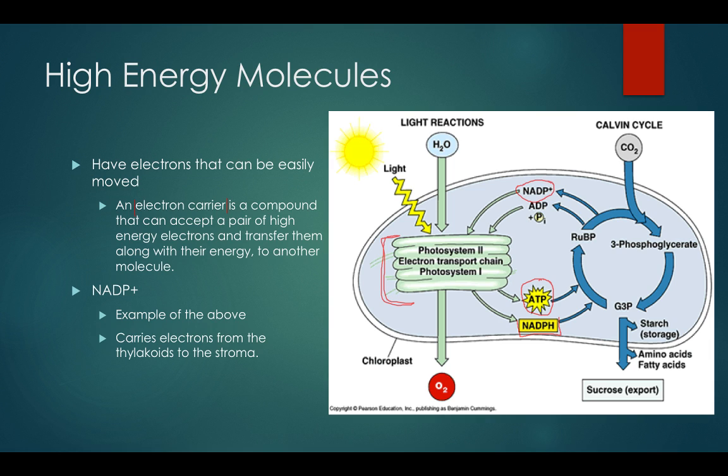So NADP comes in here, gets turned into NADPH, and then goes through this process, which we'll learn a lot more about in the next lesson, and it creates a cycle. So NADP basically takes electrons that it got from the light, moves them to this part right here so they can be used later.